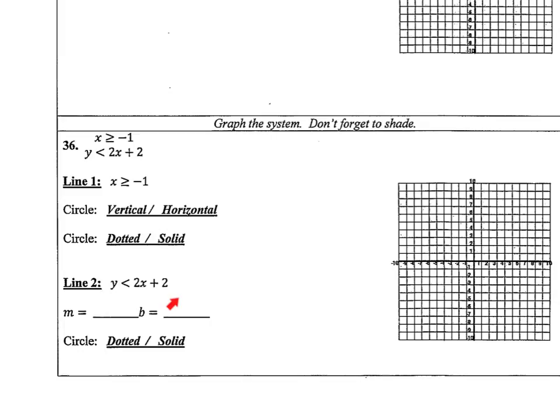This one, identify the b and the m and plot your line. Is it dotted or solid? Solid. And then shade. Don't forget to shade. If it's greater, it's pushing you up. If it's less, it's pushing you down. If it's a vertical line, less is always left.